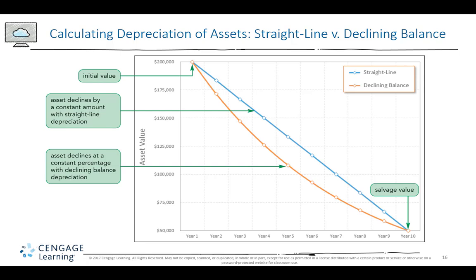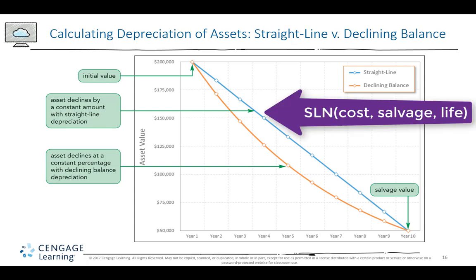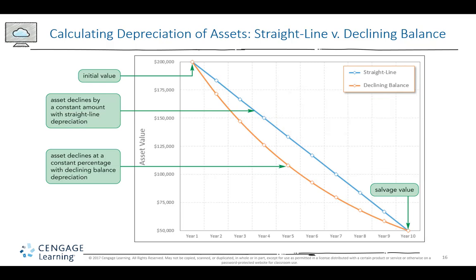This chart shows straight line versus declining balance depreciation. With straight line depreciation, the asset loses value by equal amounts each year until it reaches the salvage value at the end of its useful life, where cost is the initial cost or value of the asset, salvage is the salvage value of the asset at the end of its useful life, and life is the number of periods over which the asset will be depreciated.